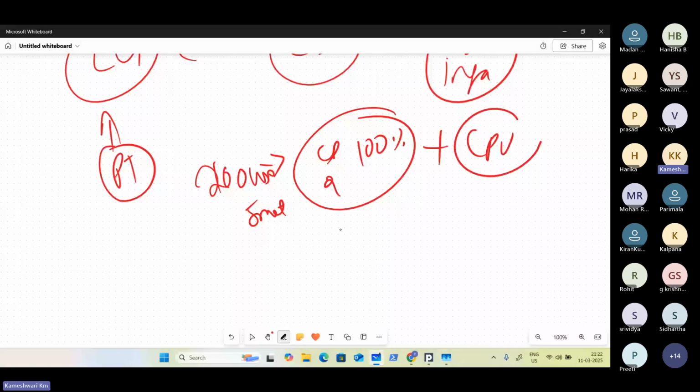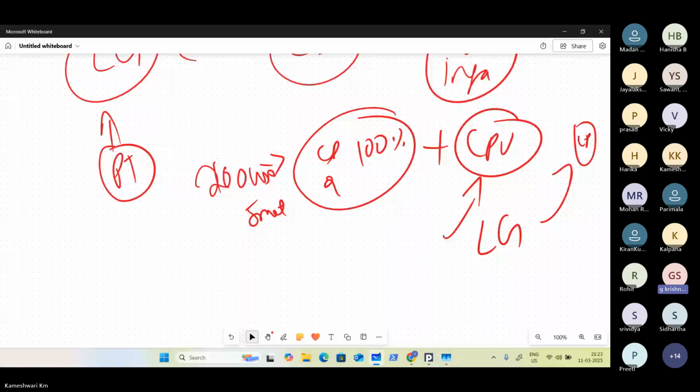And this is called an LG. These extra CPUs which I add in performance testing are called LGs. Getting my point, Krishna? Yes. Thank you, Vishnu. So that's the difference between a load balancer and a load generator.